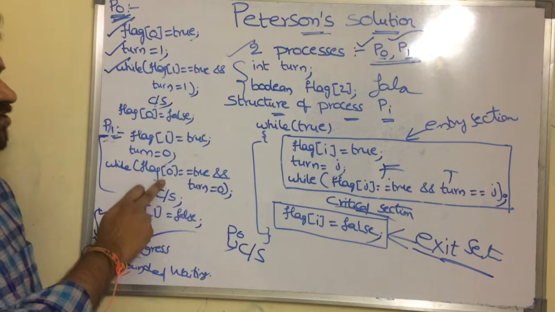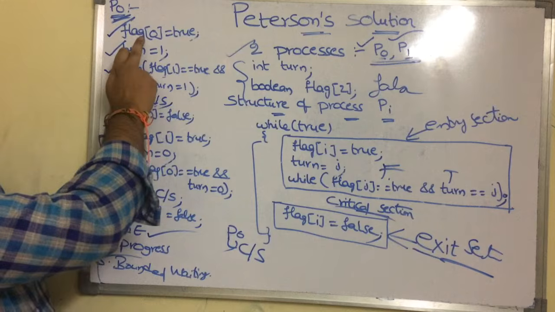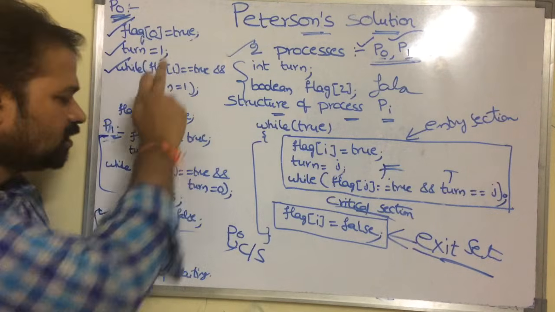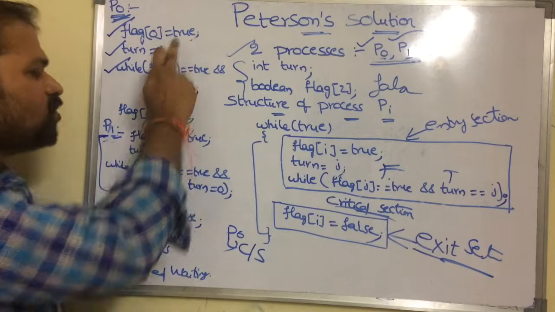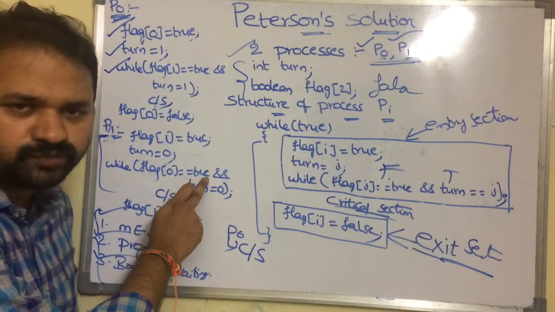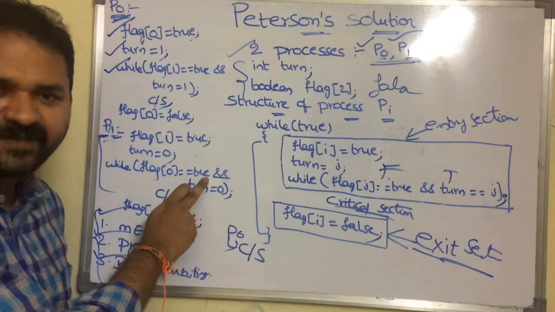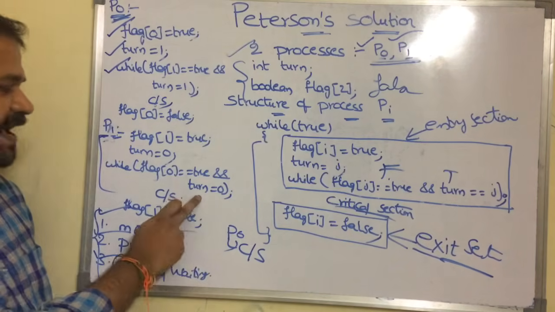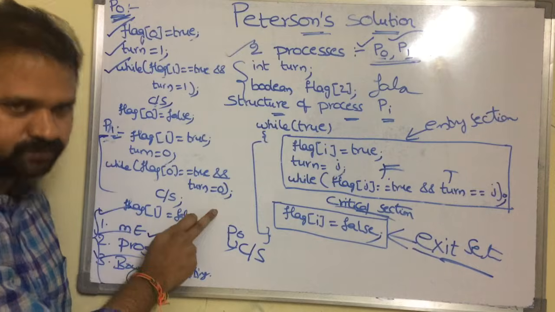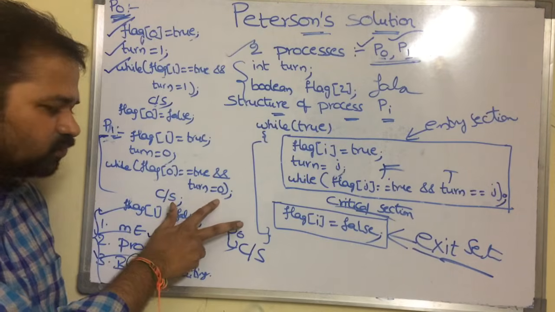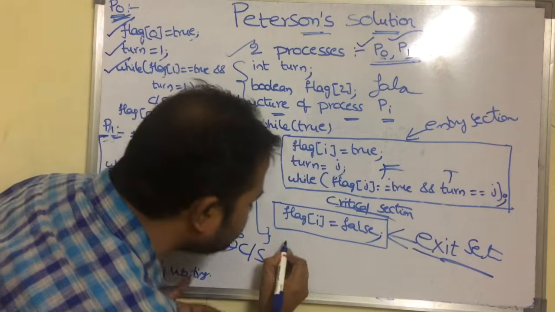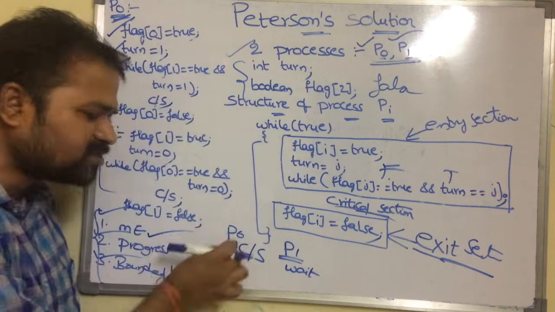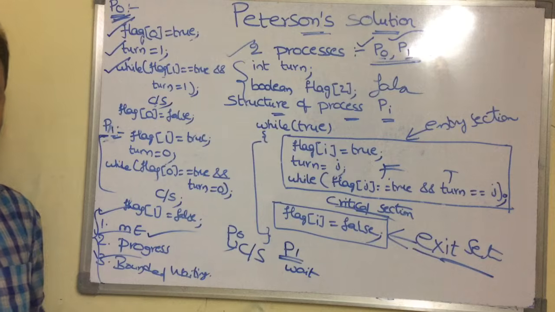But what is flag of 0? Already P0 executed its flag statement. Flag of 0 is true. So the value of flag of 0 is true, and true equal to true, the condition is true. So that means the critical section already contains the P0 process, as well as what is the turn value? 0. So both the conditions are true. So that means the process P1 has to wait until the process P0 comes out from the critical section.